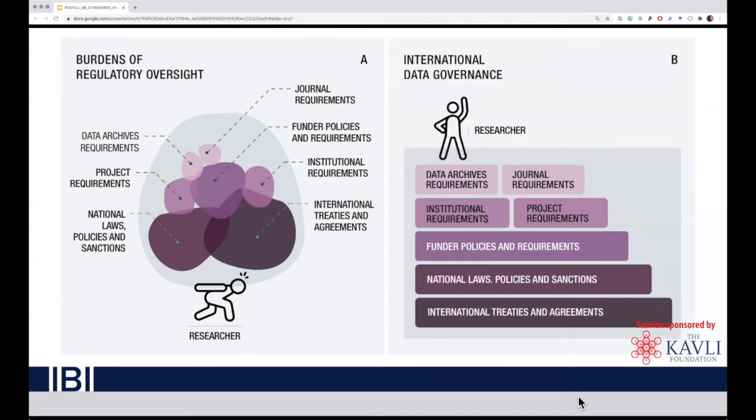Indeed, the idea is that by developing an international data governance framework, all these regulations and laws can turn from a burden to actually a useful stepping stone that can help the researcher really stay on top of research and perform at maximum the best cutting edge research based on FAIR principles and sharing of data.